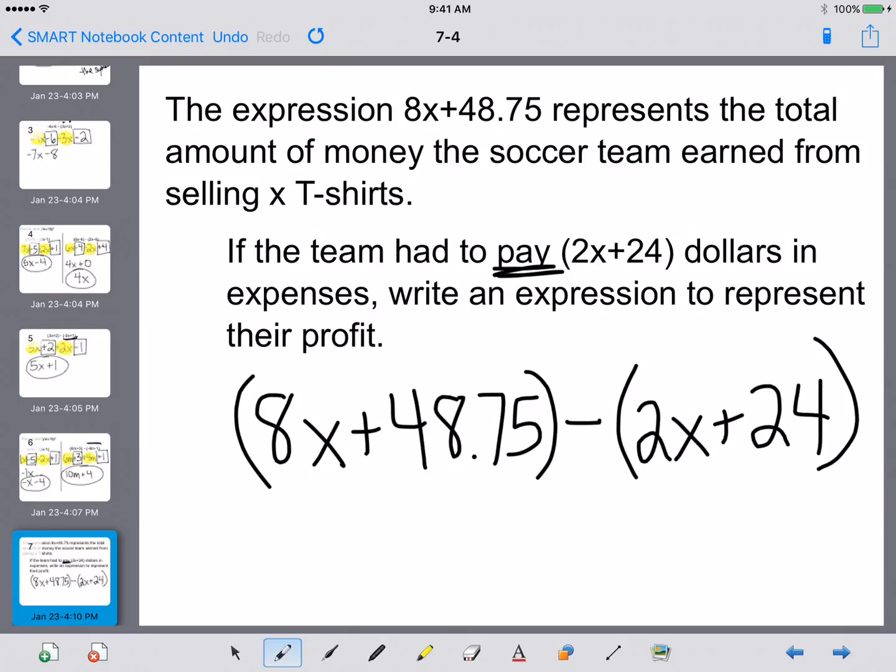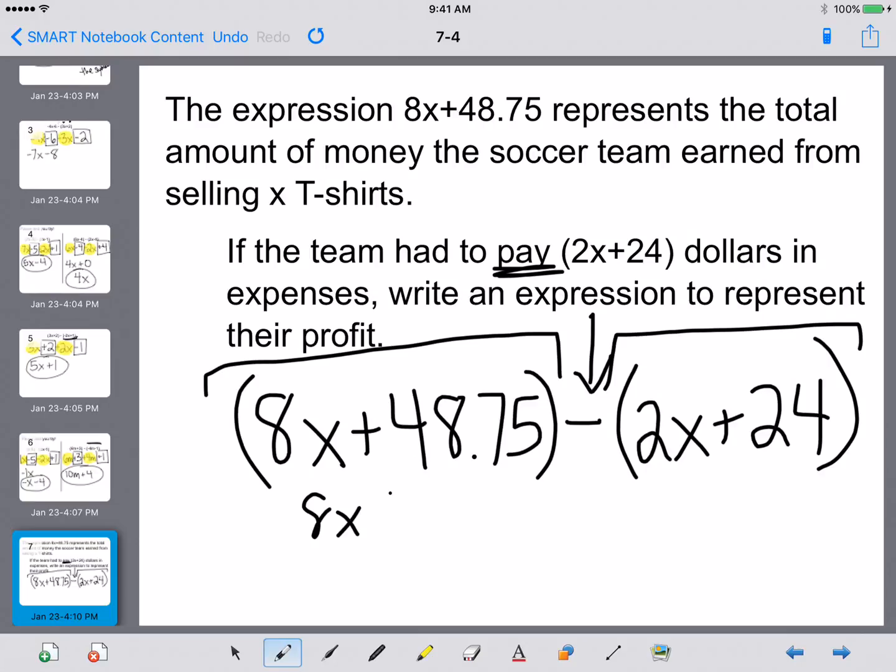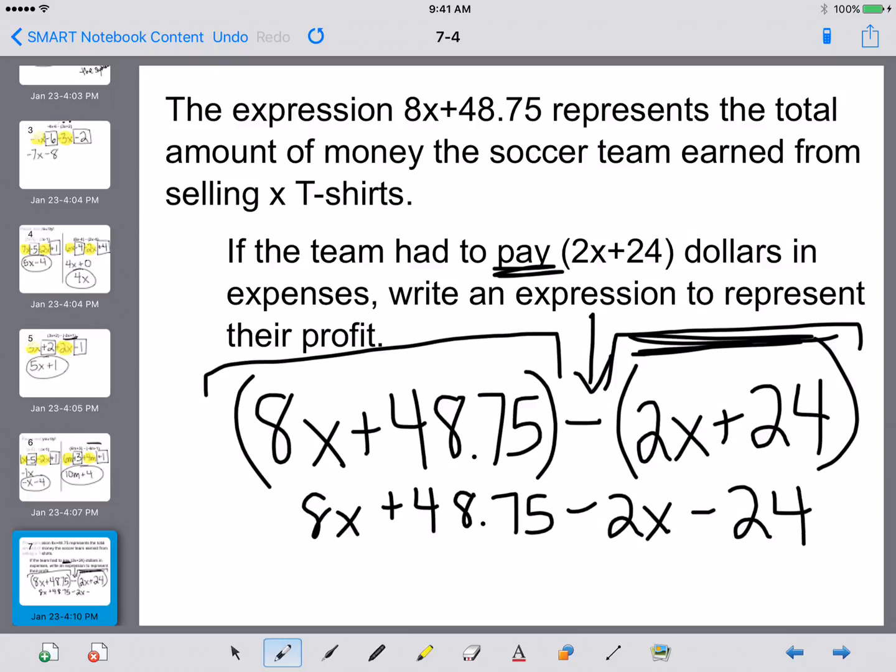We want to find out their profit. So we're taking the total that they earn minus what they have to pay to figure out their profit. So when we do that, our 8x plus 48.75 stays. This minus sign flips everything that's in here. So positive 2x becomes minus 2x, and positive 24 becomes negative 24.